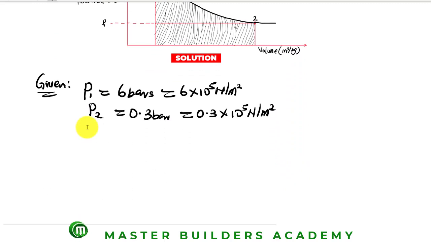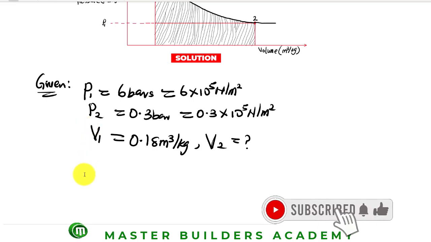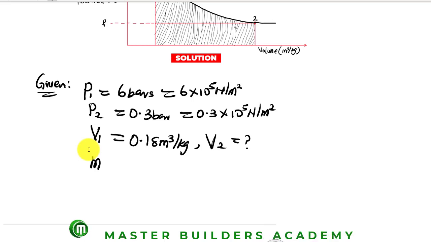Then we have volume per mass, V1, is given as 0.18 meter cube per kilogram. But V2 is not known. And then the mass, because it is per meter width, the mass M, which is the unit mass, is given as what? 1 kilogram by standard. Now we are asked to find work done.